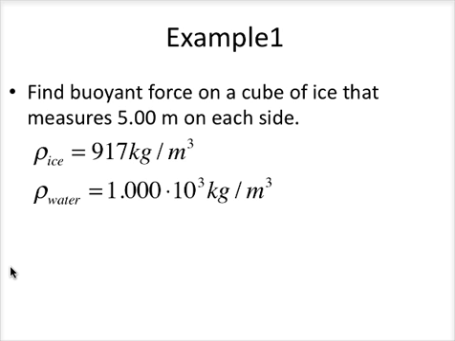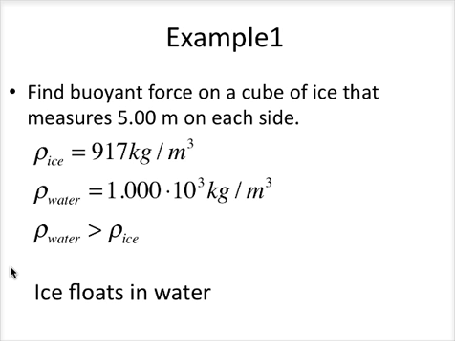The density of fresh water is 1,000. So to give you 3 sig figs, that's 4 sig figs actually, that's how we're going to write it. And then since water is more dense than ice, ice will float in water. And as you see, the density of ice is pretty close to water.